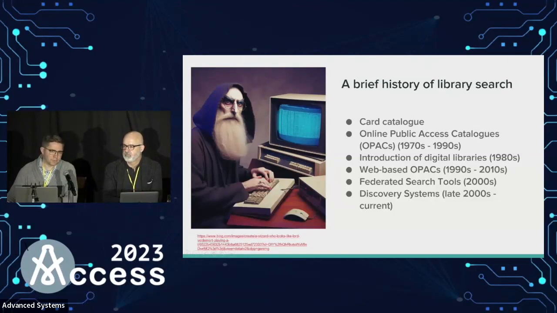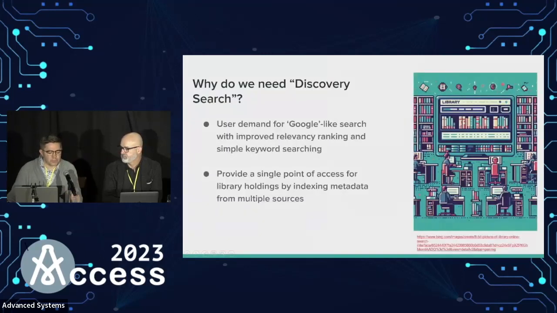A lot of the discussion for the last, say, 20 years has been around discovery search, web scale discovery, and there have been plenty of presentations about that at this conference. When we go back to say 15, 20 years ago, why did we need discovery search? The reason was Google came out, everyone was like, oh wow, look at this, it's so simple and easy to use. All of our students wanted something. So first of all there was the user demand for the simple Google search, with relevancy ranking and simple keyword searching.